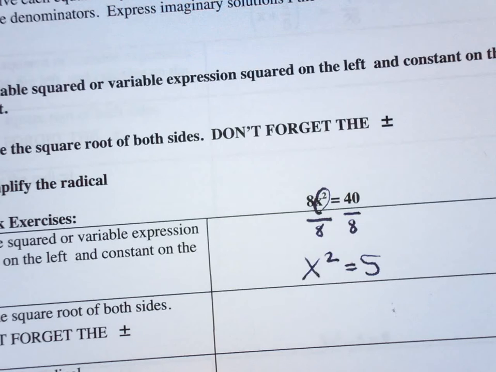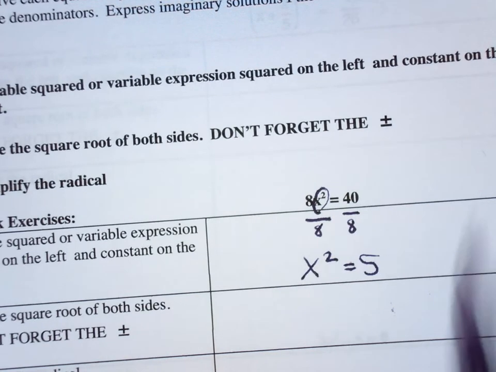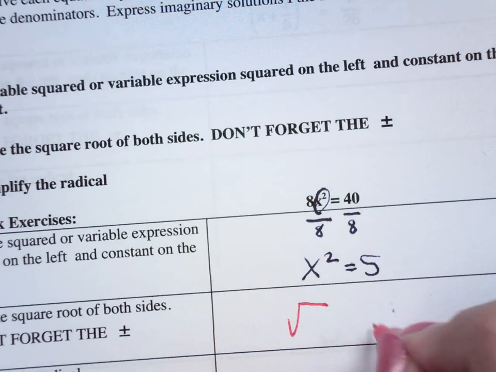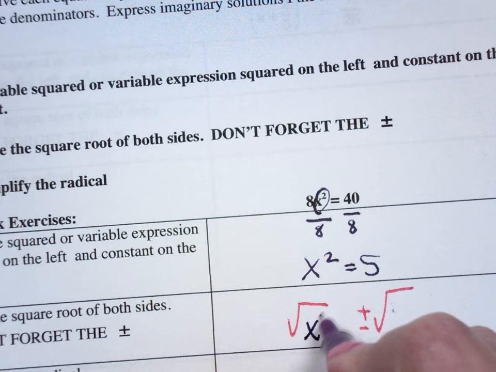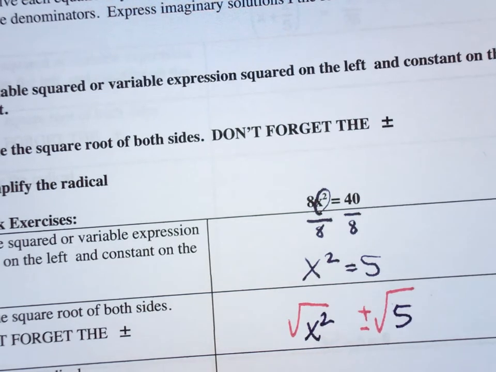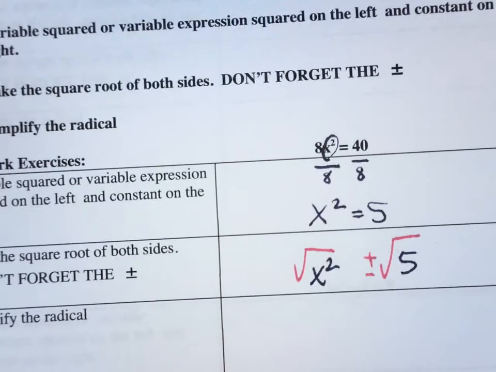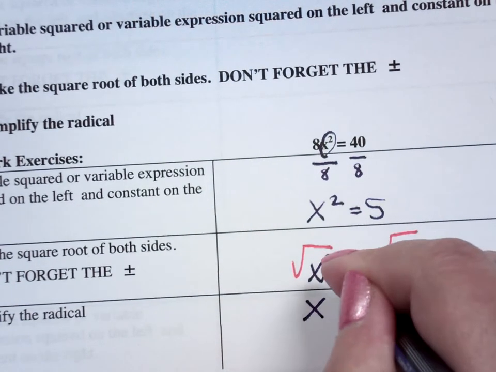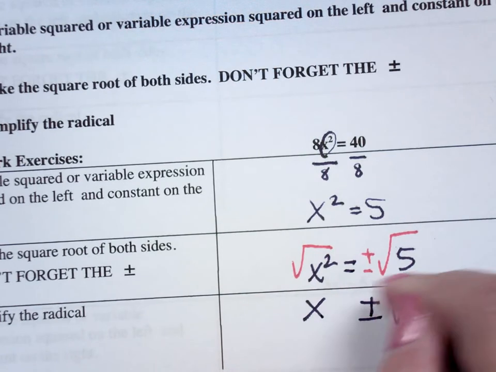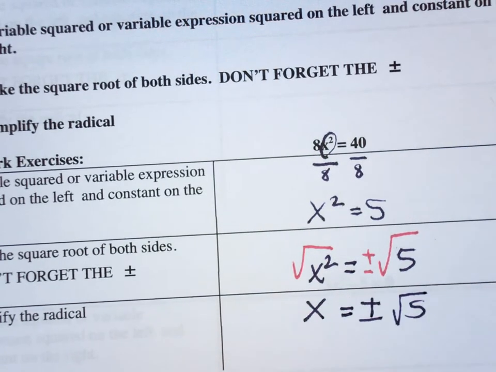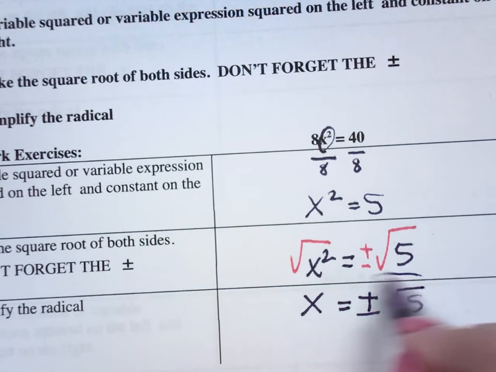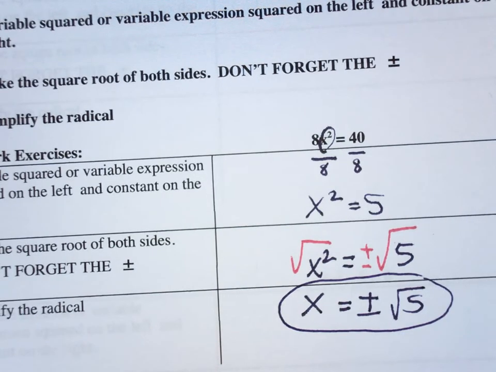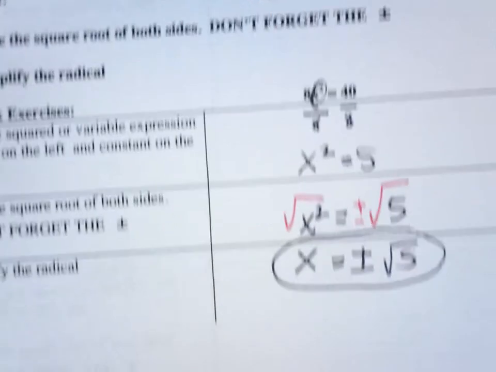Now what do you do? Well, you're going to take the square root of both sides. Don't forget the plus or minus. Square root of x squared is x, so I don't have to worry about absolute values. And plus or minus the square root of 5. And can the square root of 5 be simplified? No. So I'm done. That's the process. That's what we're going to do today.